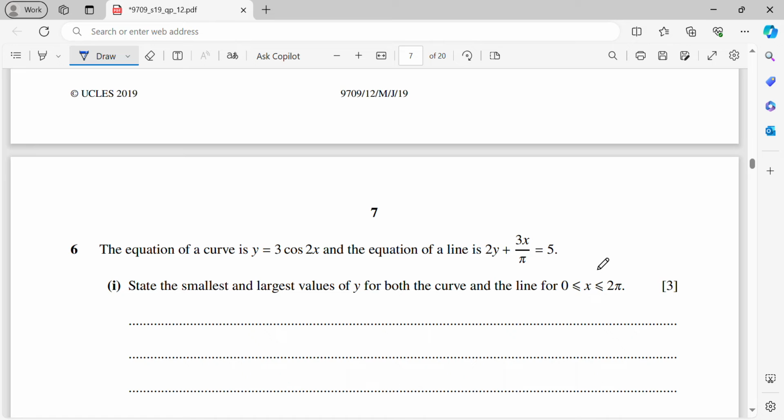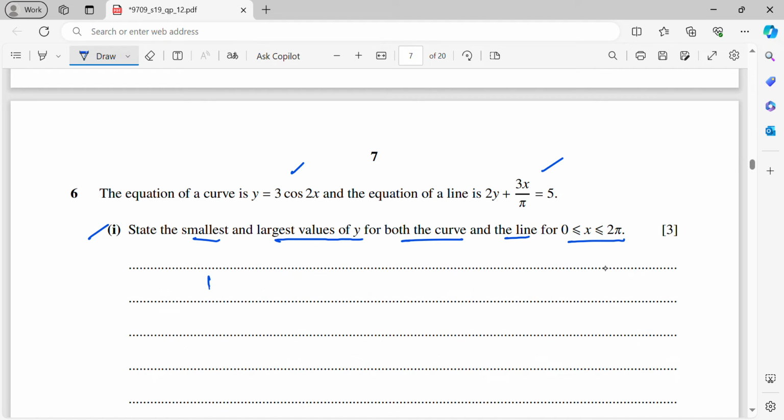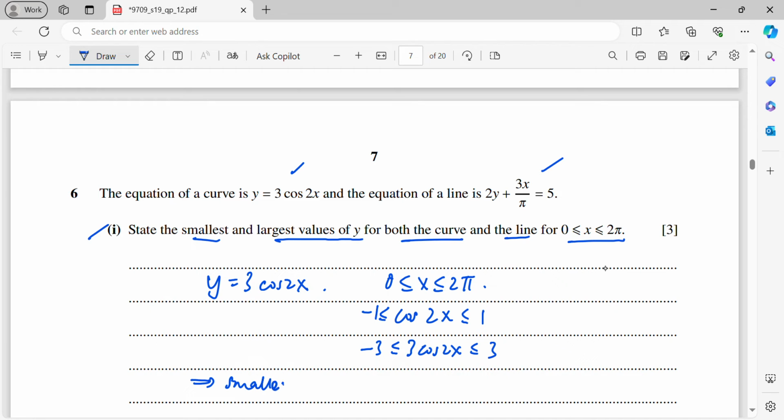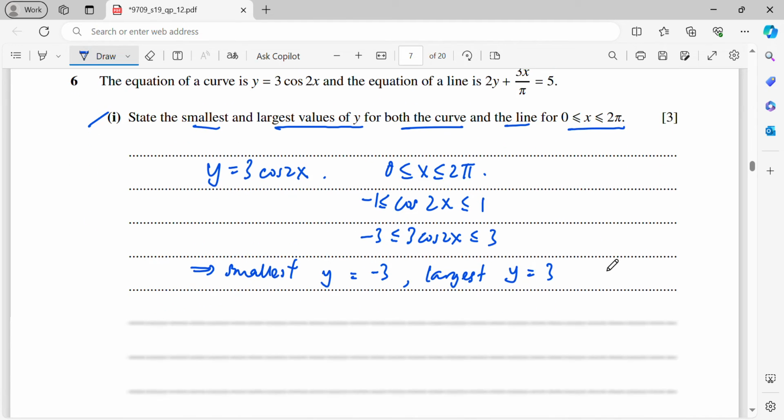Okay, now for question number 6, the equation of a curve is y equals 3 cos 2x, and the equation of a line is this. Now first part, state the smallest and largest values of y for both the curve and the line for x between 0 and 2 pi. Okay, now for y equals 3 cos 2x, when x is between 0 and 2 pi, we know that cos 2x is between 1 and minus 1. Therefore, 3 cos 2x will be between 3 and minus 3. So from here, my smallest y is minus 3, and my largest y will be positive 3. That is for the first graph.